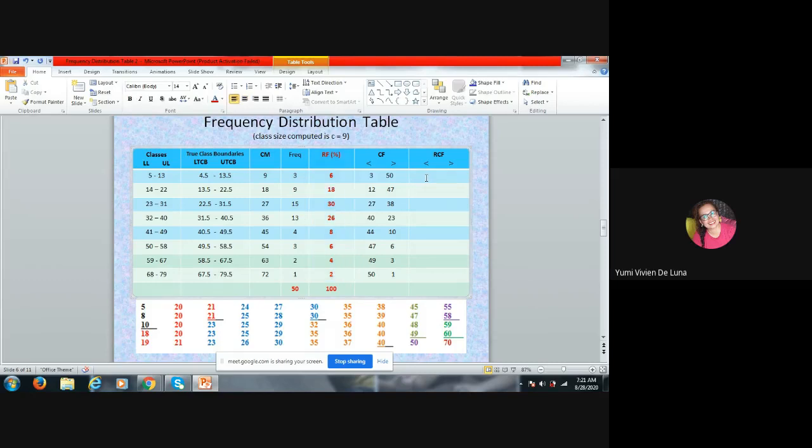Start kayo sa value ng 6 and then i-add nyo lang po yung susunod. So 6 plus 18 is 24 plus 30 is 54 plus 26 is 80. Okay, plus 8 is 88 plus 6 is 94 plus 4 is 98 plus 2 is 100. Okay. So, magtatapos siya sa 100. Okay, greater than RCF, saan tayo mag-start? Okay, so 100%. Tapos subtract naman, dun sa ka-align ng RF.